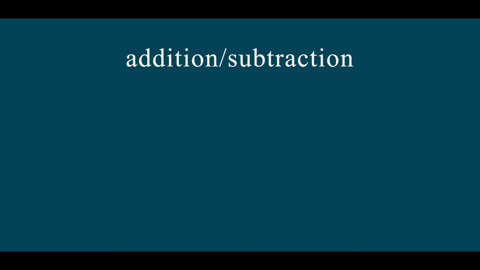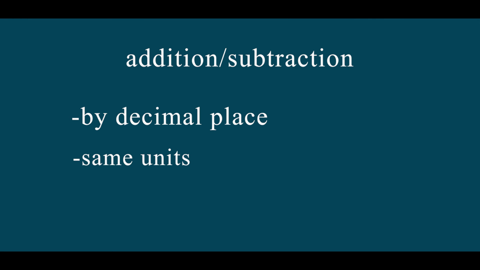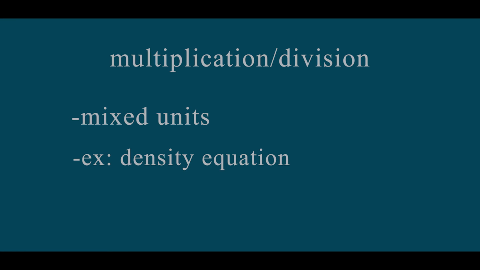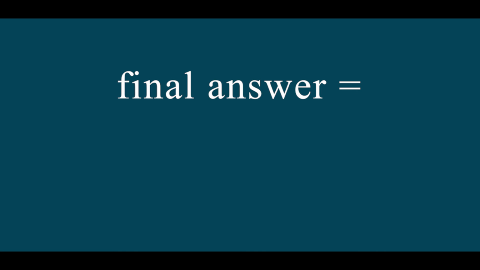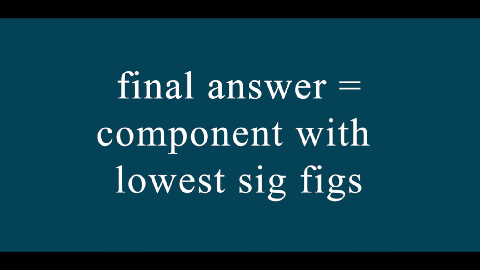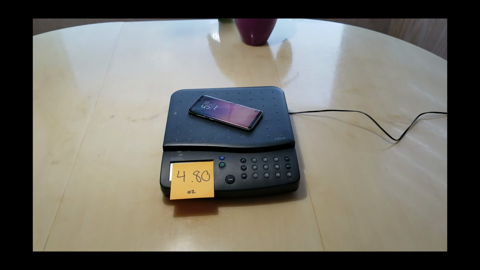In addition and subtraction, we use the number of decimal places because the units will always be the same for each value. But in multiplication or division, units are often mixed, for example, finding the density. Since the units don't match, we must keep our final answer having the same number of sig figs as the number with the lowest number of sig figs. I want to find the density of my phone.